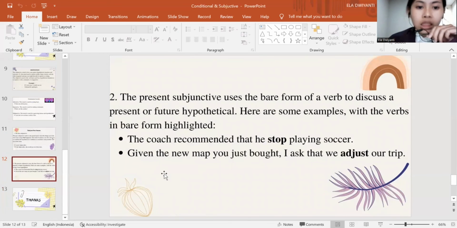The second is the present subjunctive. Use the bare form of the verb to discuss a present or future hypothetical. Here are some examples with the verb in the bare form highlighted. For example, the coach recommended that he stop playing soccer. I ask that we adjust our trip.